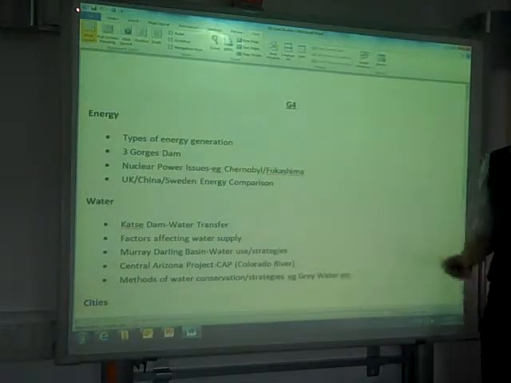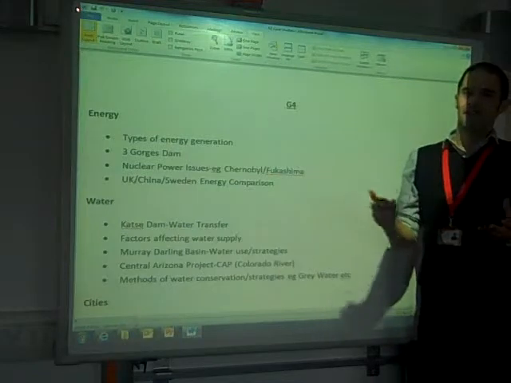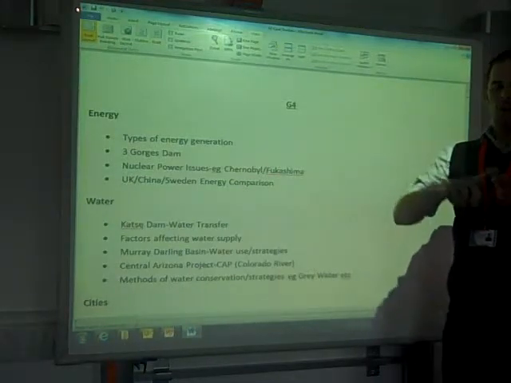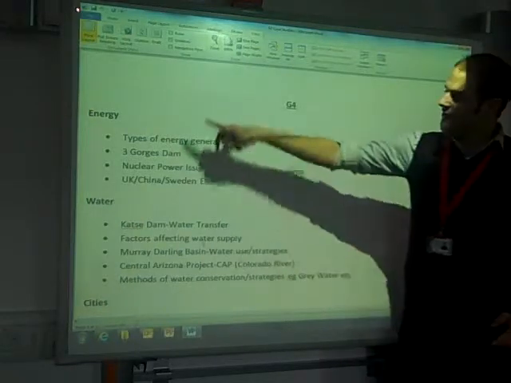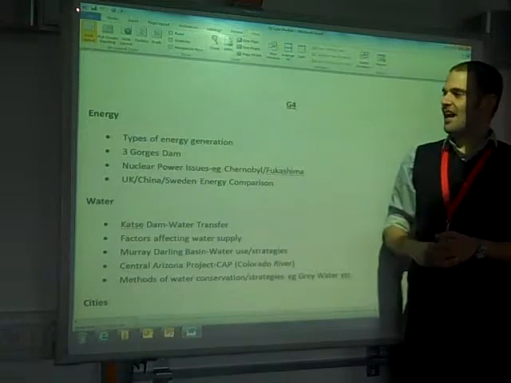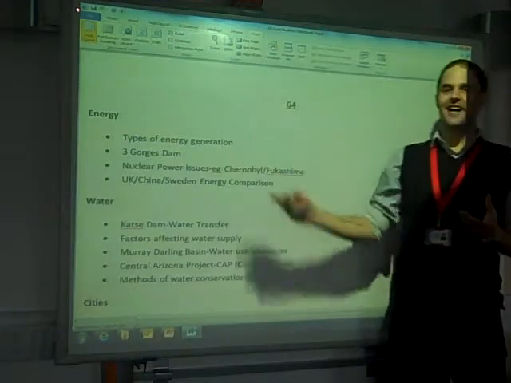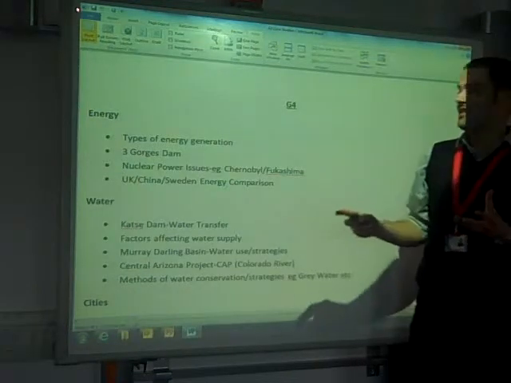So, the topic divides up into 4 themes to address sustainability. Those themes are energy, water, food and cities. The cities topic is generally a combination of the previous 3. So, if we look at energy, you need to know and understand the types of energy generation. So, for example, wind power and its positives and negatives.